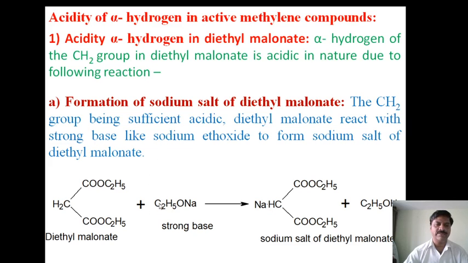How does it take place? Sodium ethoxide abstracts the alpha hydrogen atom from this and forms the sodium salt with the liberation of ethanol. This is one example for the first point. It indicates the acidity of the alpha hydrogen atom in diethyl malonate.